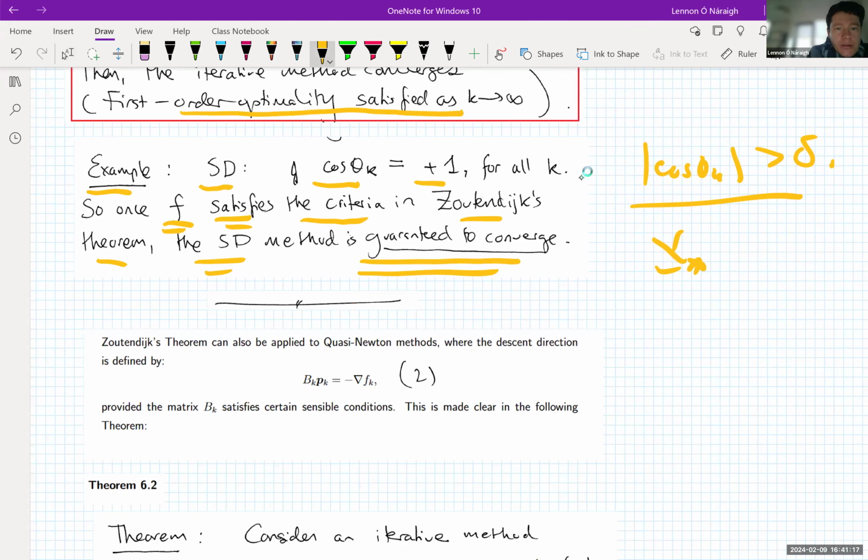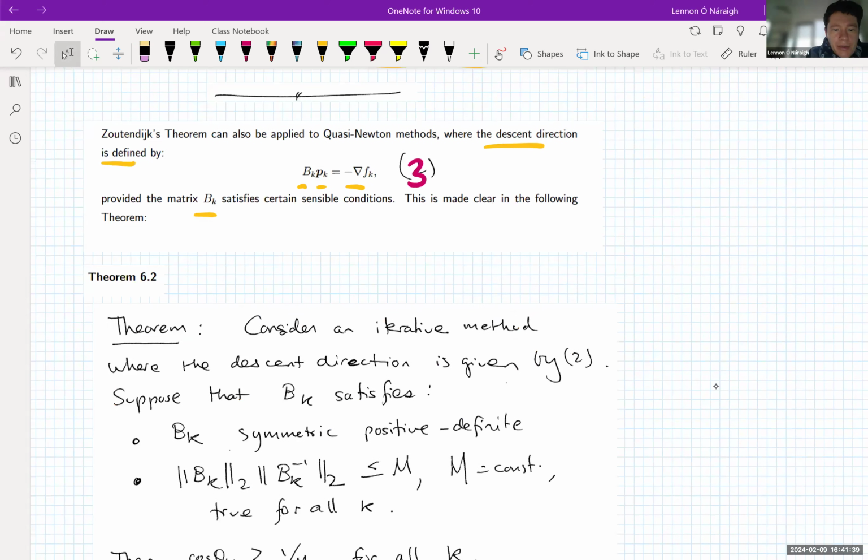And furthermore, Zoutendijk's theorem can be applied to quasi-Newton methods, where, as always, the descent direction is given by solving a matrix equation, Bk pk equals minus grad fk, again provided Bk satisfies certain sensible conditions. And this is made clear in the following theorem.